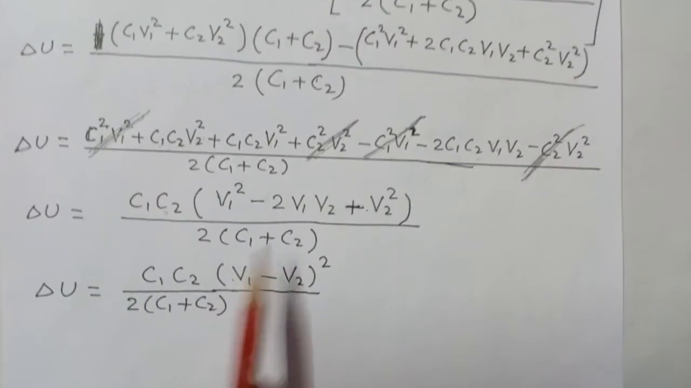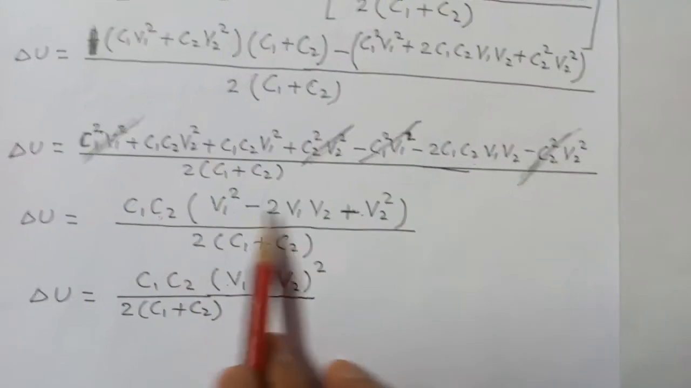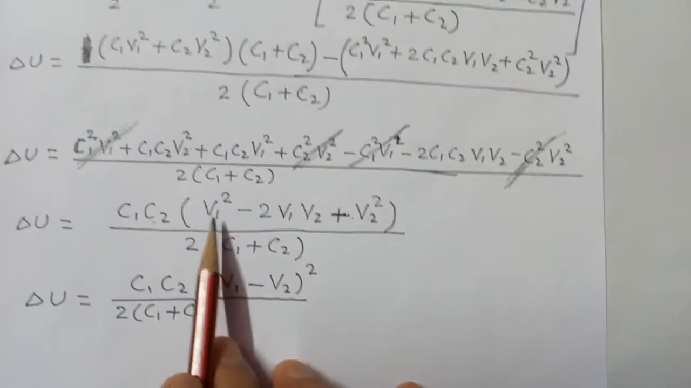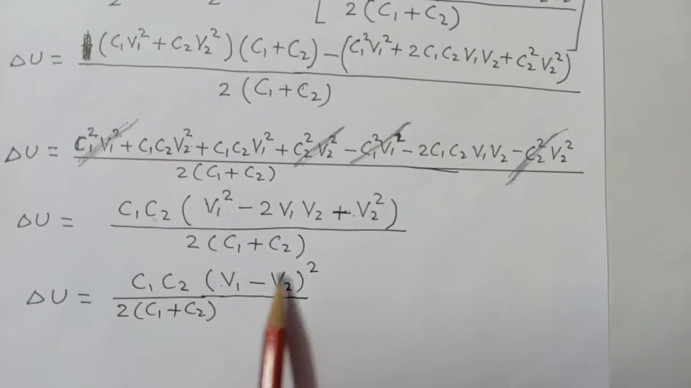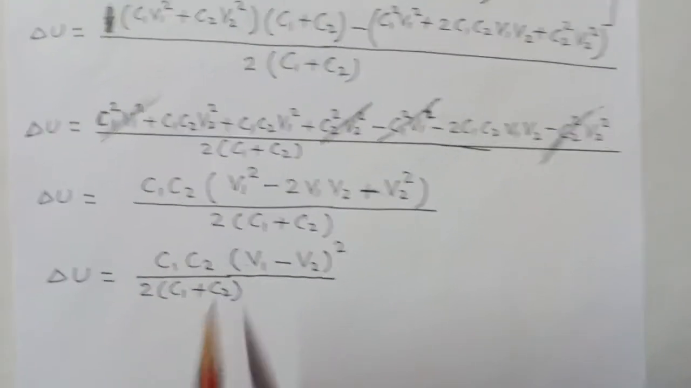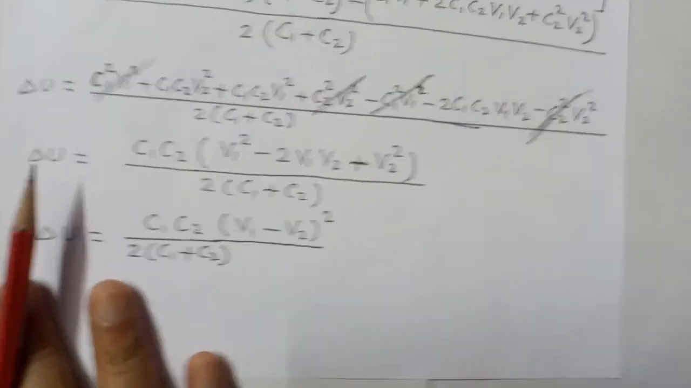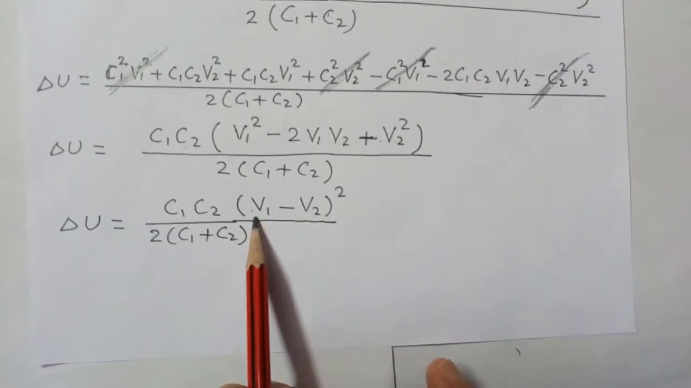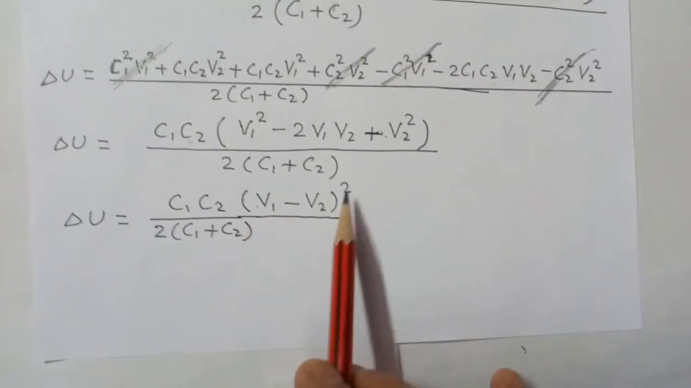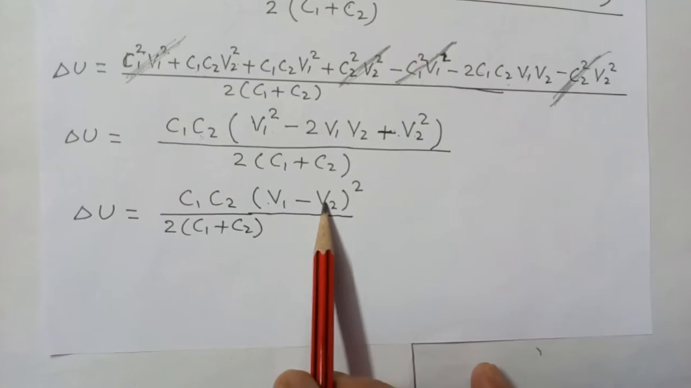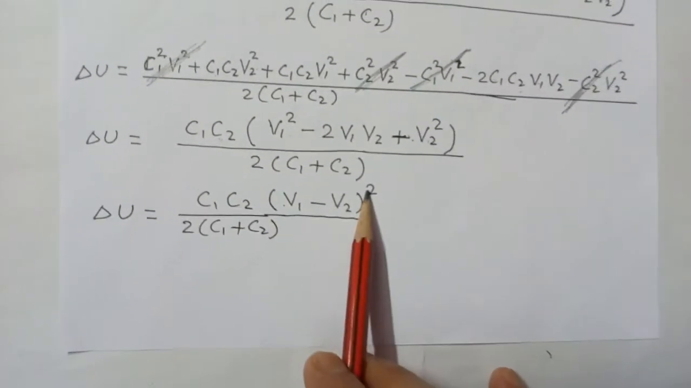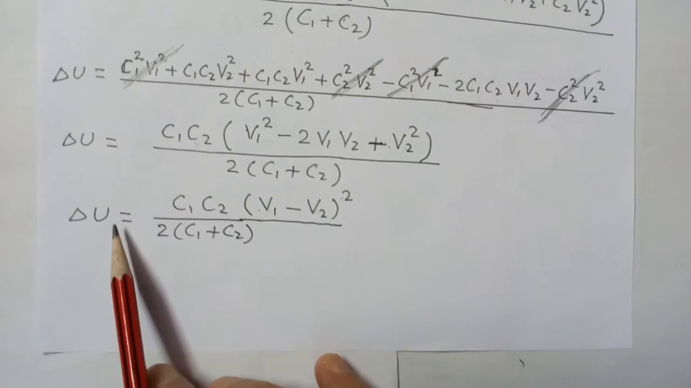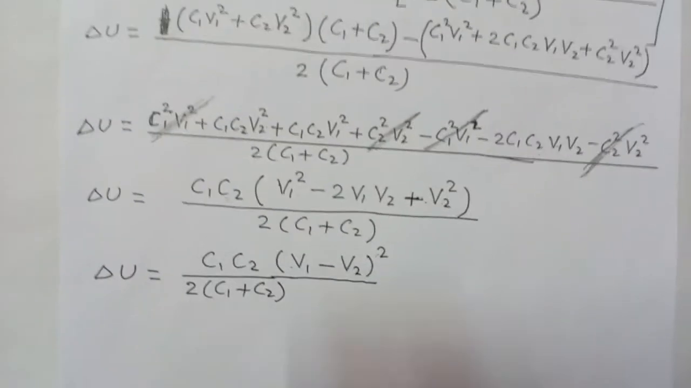This is A minus B whole square. So delta is equal to C1 C2 V1 minus V2 whole square upon 2 C1 plus C2. Now C1 and C2 are positive, and V1 minus V2 whole square will be positive, because whether V1 minus V2 is negative or positive, its square will be positive. So delta U is positive, so there is loss of energy in redistribution of charges.